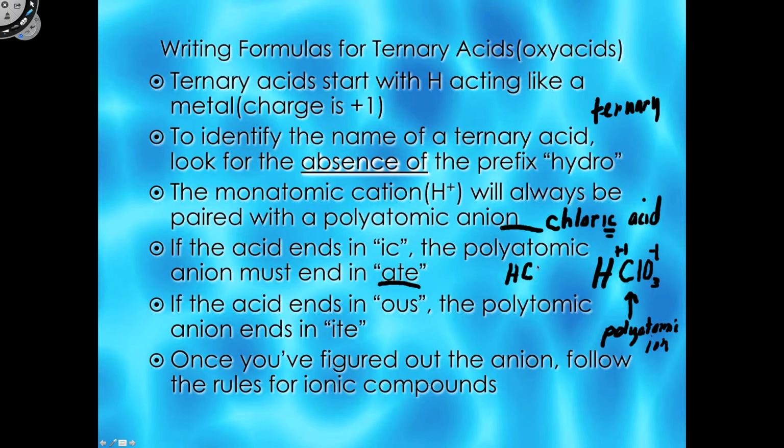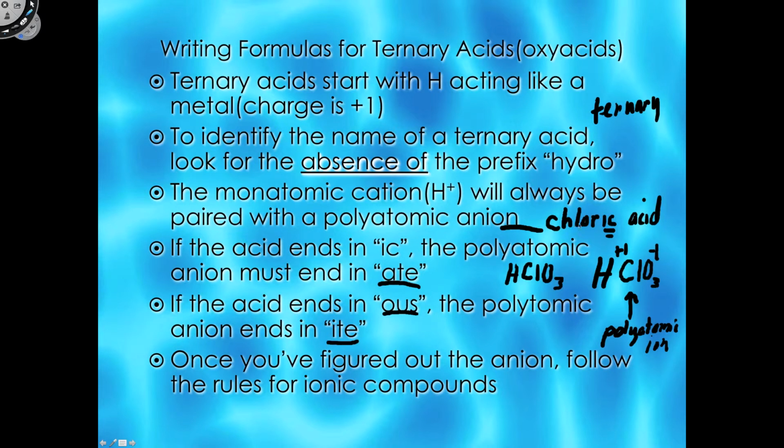You'll never need parentheses on ternary acids because the +1 is always crisscrossing to the polyatomic ion. Now what if it had ended in OUS? Well, if it ended in OUS, that means that the ending was changed from ITE.